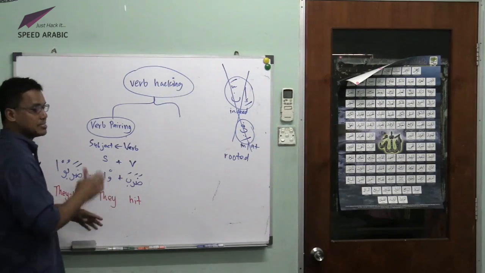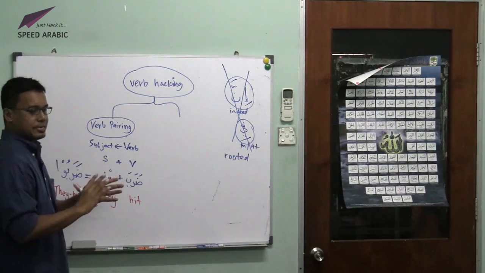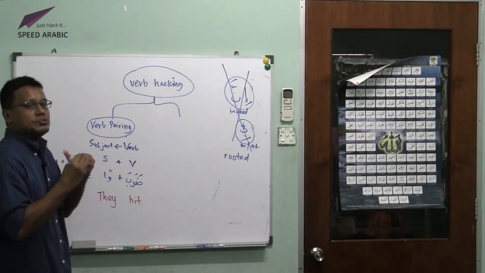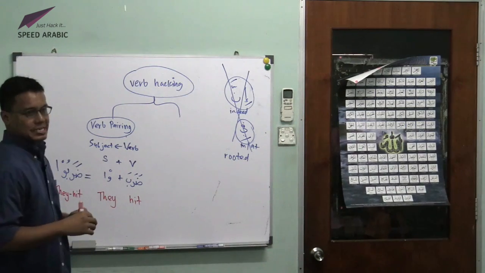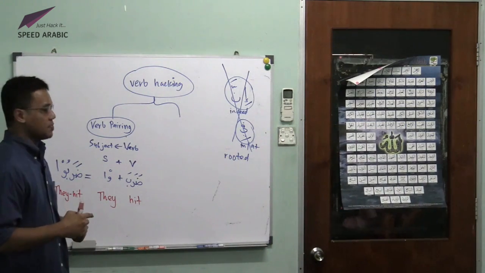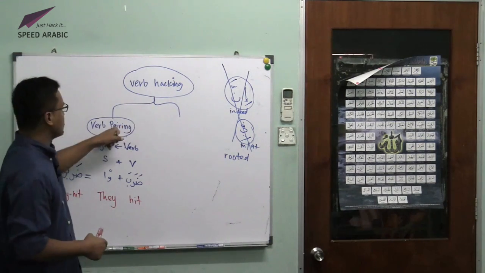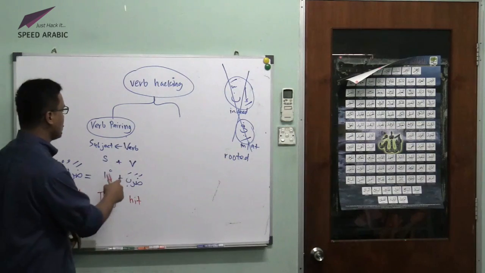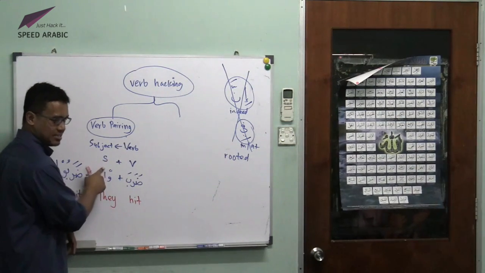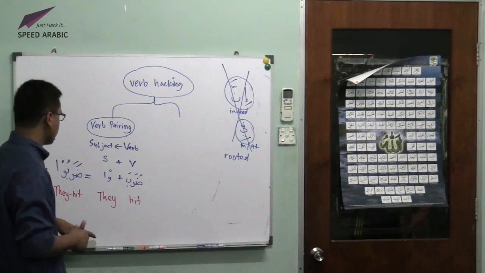In Arabic it's like that. Subject and verb, they married, and for a beginner, you just can't differentiate. It's not easy. That's why you have to hack the verb. So that's the reason number one. You have to hack a verb because the verb pairs up with a subject. The verb pairs up with a subject.